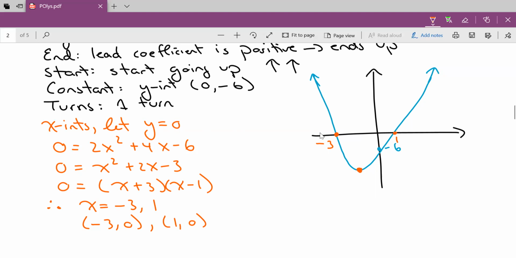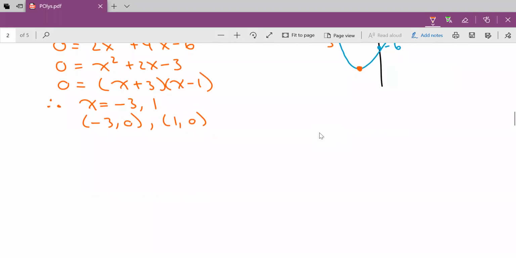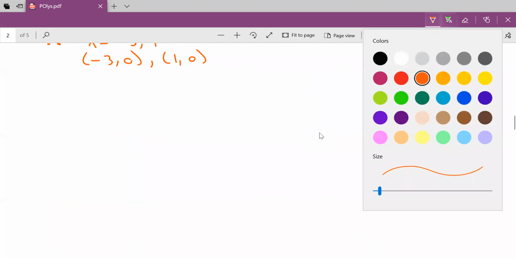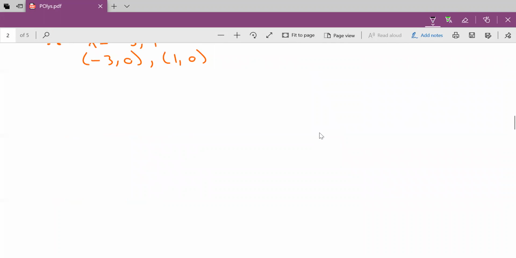That was a grade 11 function. Let's jump ahead to a grade 12 function. So for our grade 12 function, again, we will be able to go all the way up to degree 5 by the time you're done today's lesson. But for now, let's just look at degree 3, also known as a cubic.